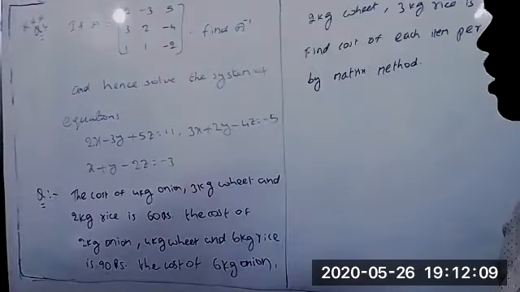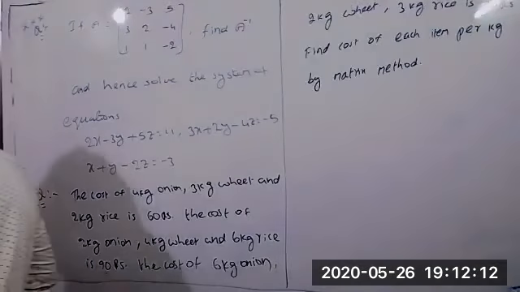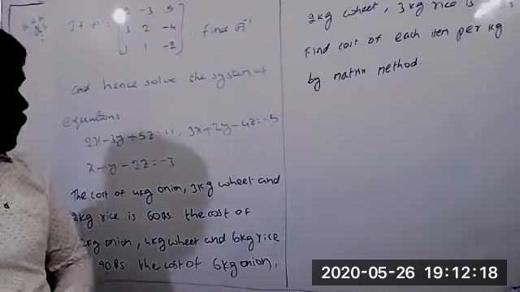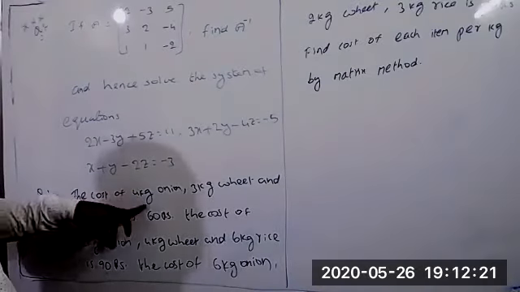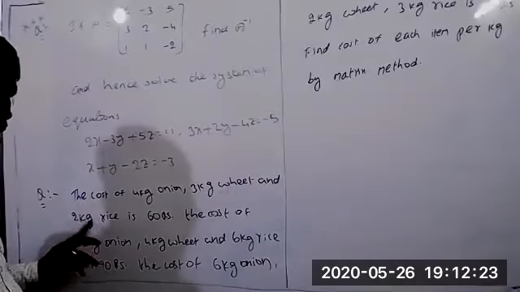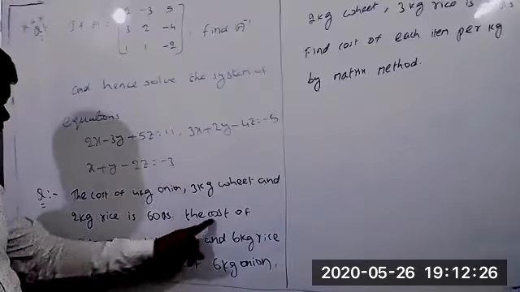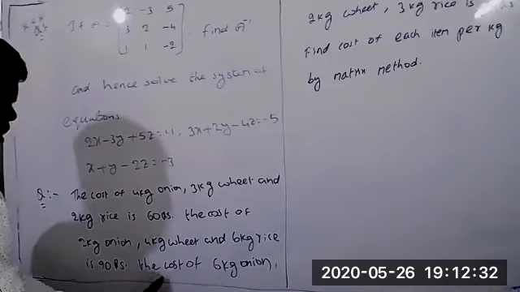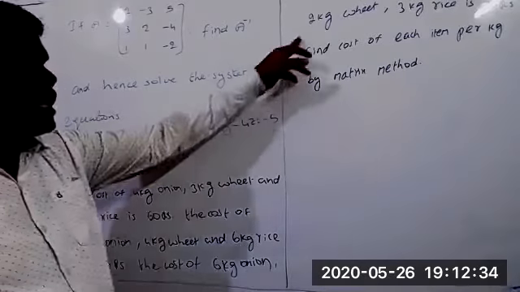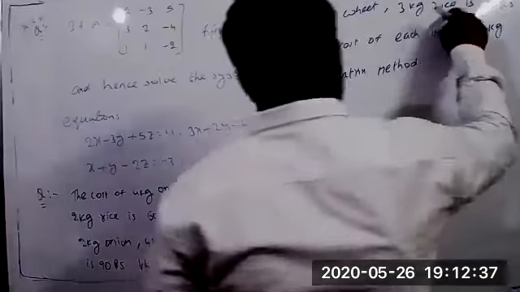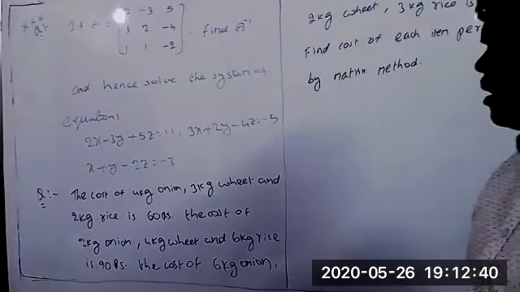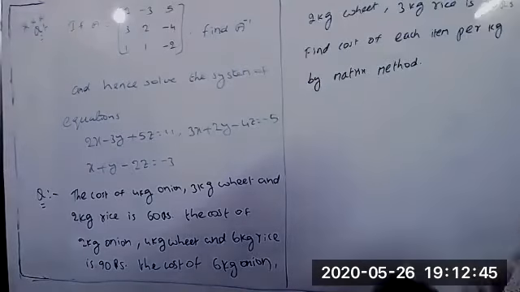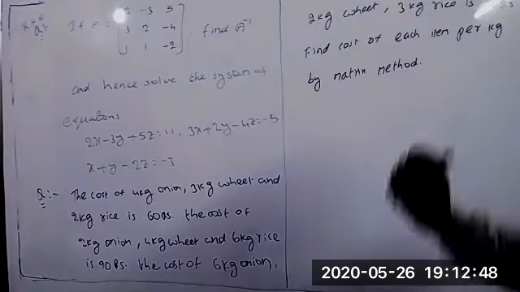Okay, this is a simple question now. It is first a simple question. Later we will go to some indirect problems. You know the cost of 4 kg onion, 3 kg wheat, and 2 kg rice is 60 rupees. The cost of 2 kg onion, 4 kg wheat, and 6 kg rice is 90 rupees. The cost of 6 kg onion, 2 kg wheat, and 3 kg rice is 70 rupees. This cost is given, but what is the cost of each item? We don't know. Find the cost of each item per kg.